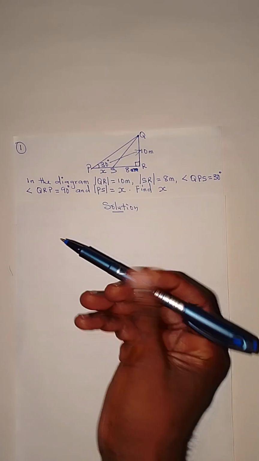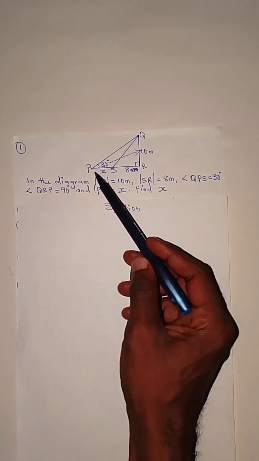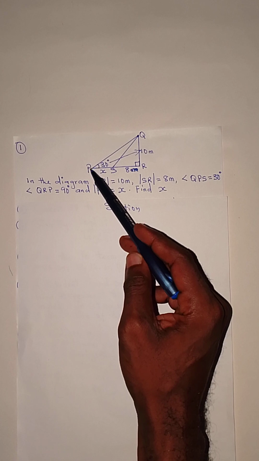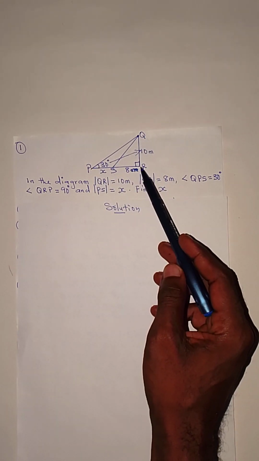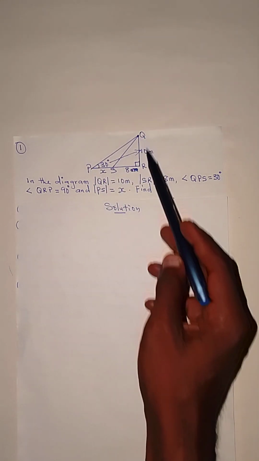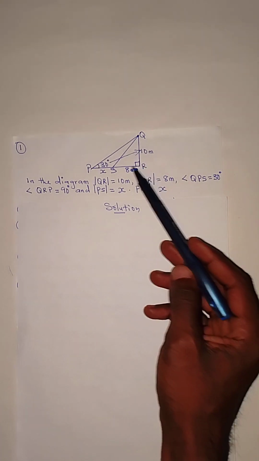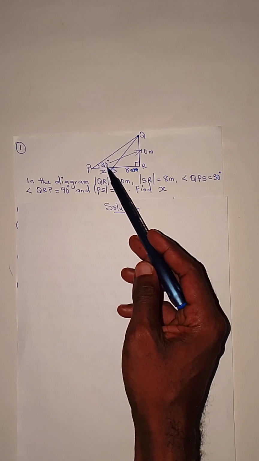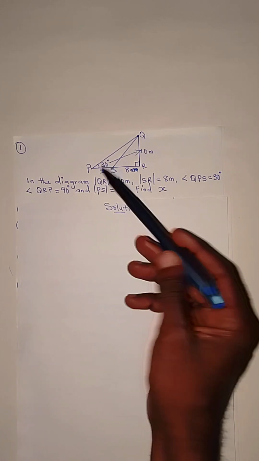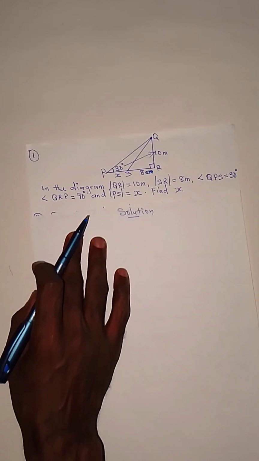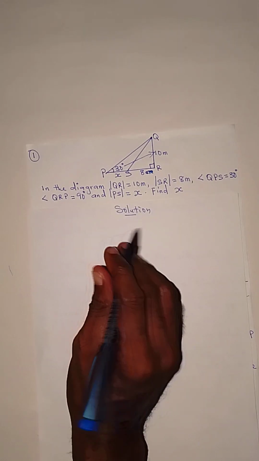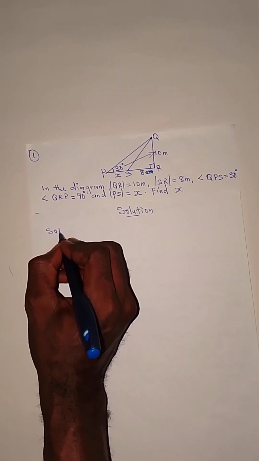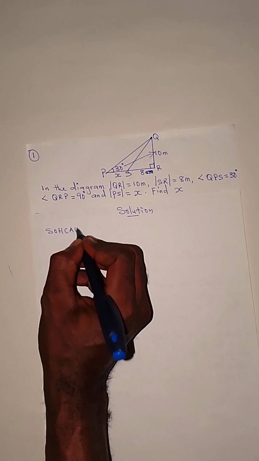Okay, so now if you look at this diagram, you will discover that this triangle PQR is a right angle triangle. PQR is a right angle triangle. And whenever one angle is given in a right angle triangle, then let me introduce you to what we call SOHCAHTOA.